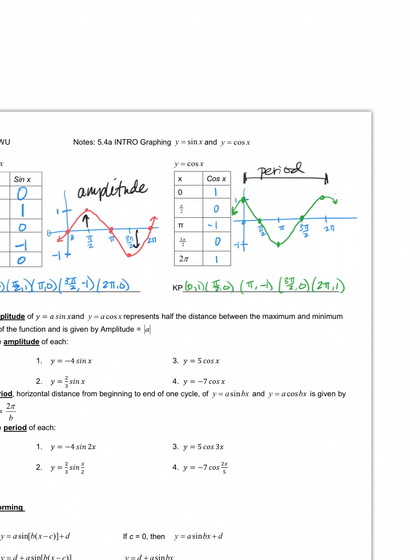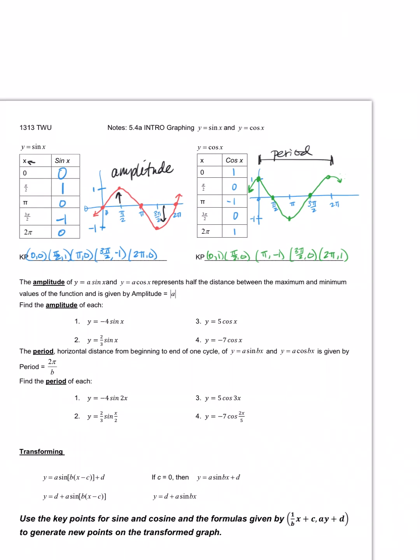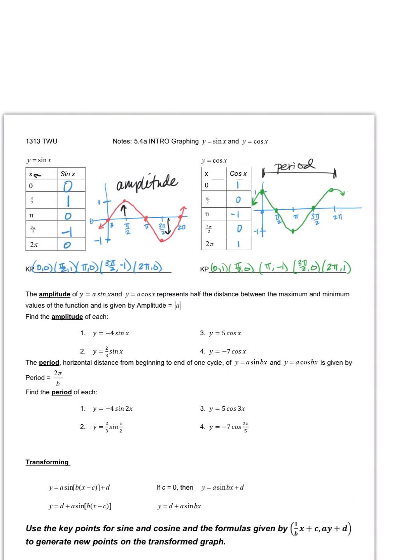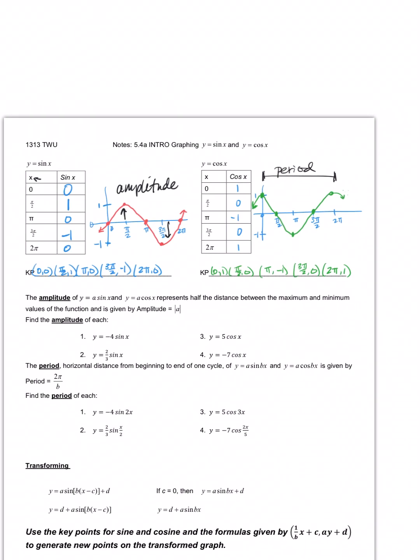Sound familiar? Good. So there's your period. That's how long it takes to start repeating itself, basically. Now, what you're going to be doing is taking an equation of sine and transforming it. You might be stretching or shrinking the amplitude, stretching or shrinking the period, or moving the whole thing up or down, just like we've done before. We just have these two new vocab words because they are waves.